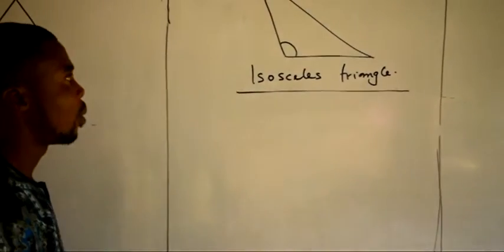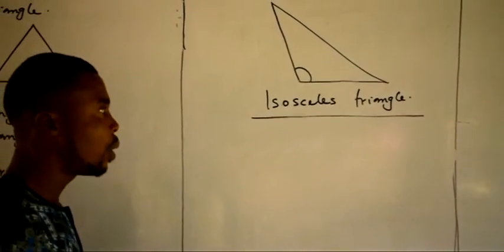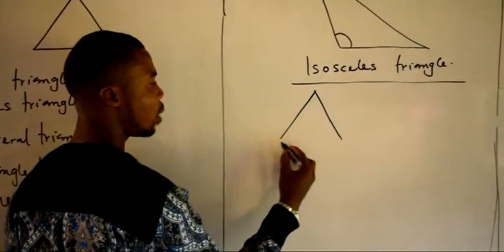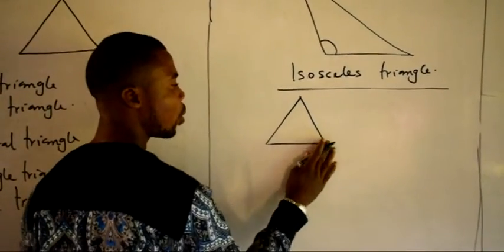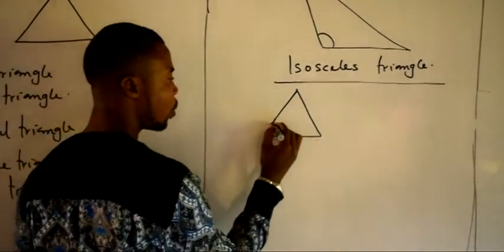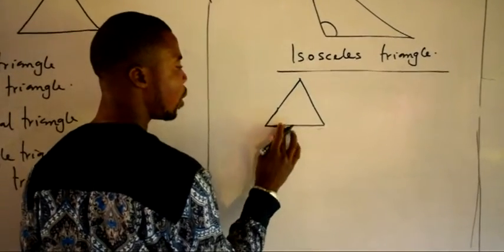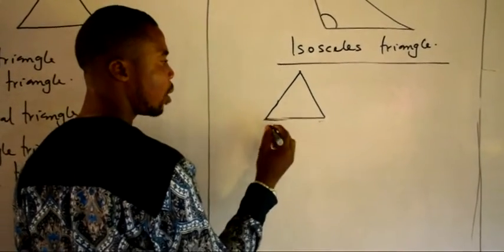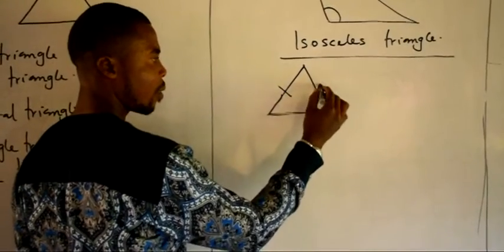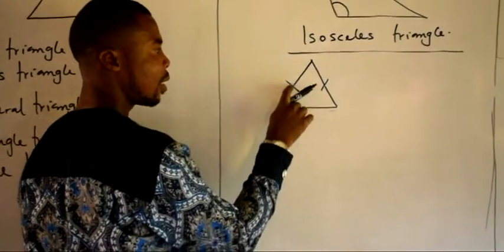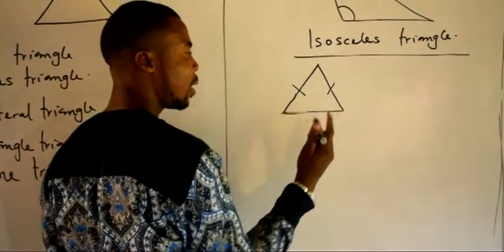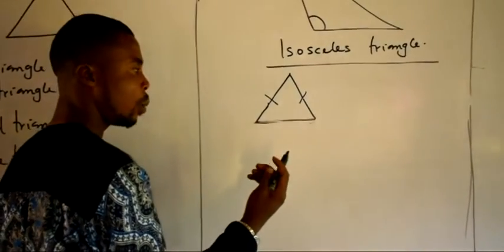Another one we want to take a look at is the isosceles triangle. These are triangles in which we have 2 sides equal. You can draw it anyhow, where the 2 sides are equal. That is, you will see a sign here indicating that this side is equal to this side.